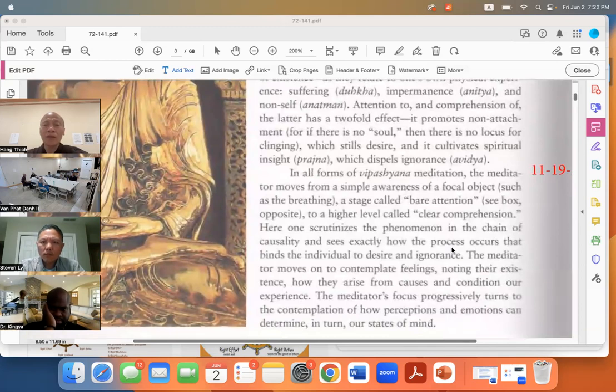Okay. So what's important is to transform them. In the Buddhist view, because of ignorance, delusion, anger, and desire, that's why we create our own suffering. No one else but ourselves.